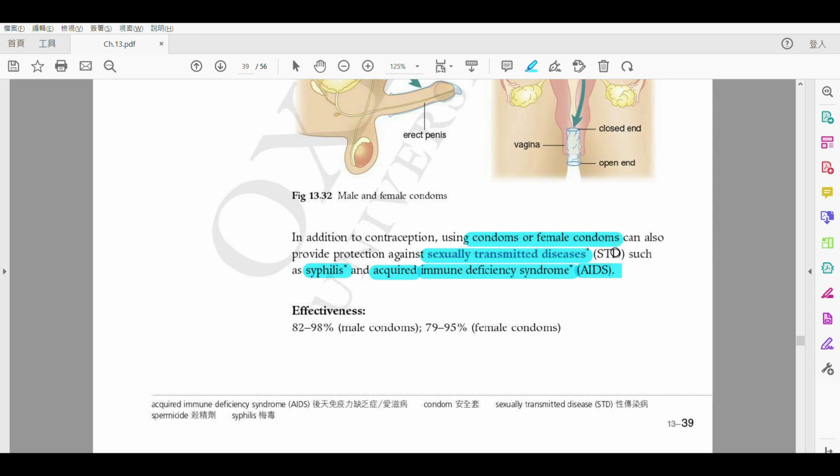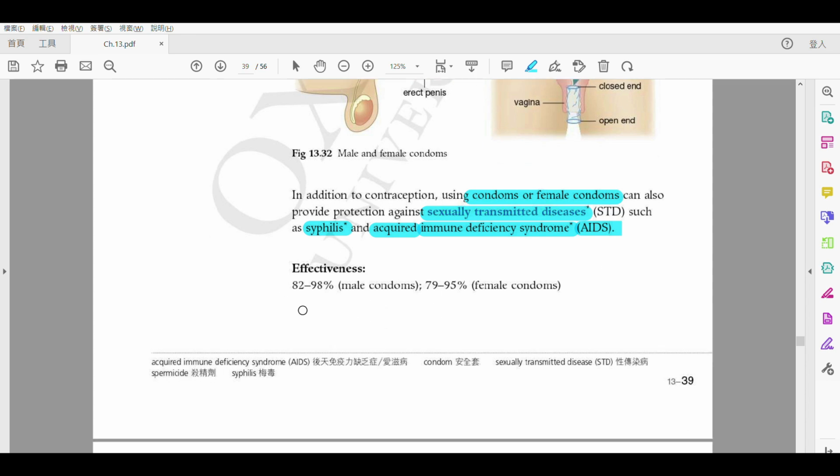For sexually transmitted diseases, the condom can also prevent them. So especially when we are talking about unsafe sex parties, we always need to make sure that sex buddies wear a condom all the time. So the effectiveness is higher. They are quite similar in terms of effectiveness.